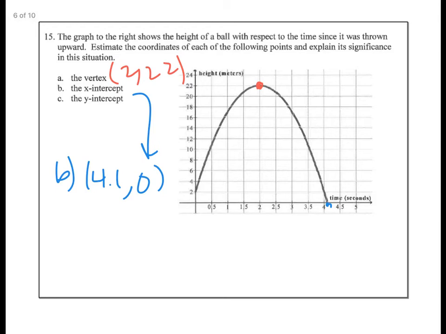And then I have the y-intercept, which is right over there. It's a little squiggly. But that would be when time is 0 and the height is 2. So at that point, that's just the starting height of my ball. So time is 0. It hasn't been thrown yet. It's right before I throw it. That ball is starting from a height of 2 meters.